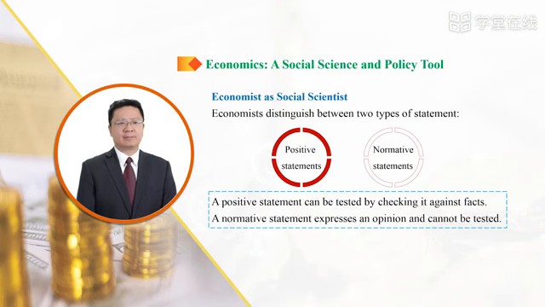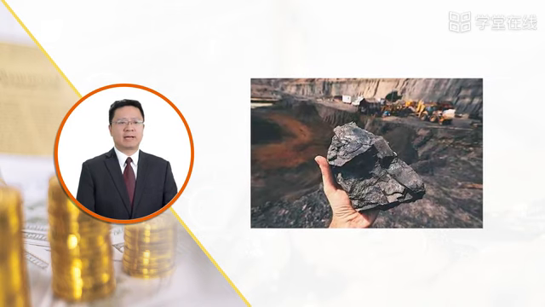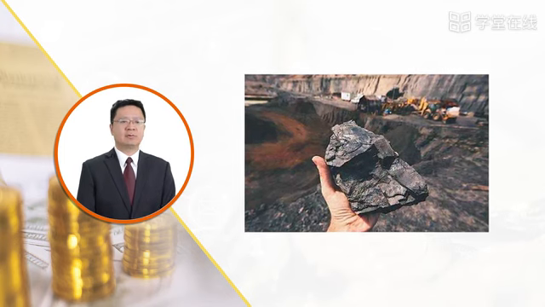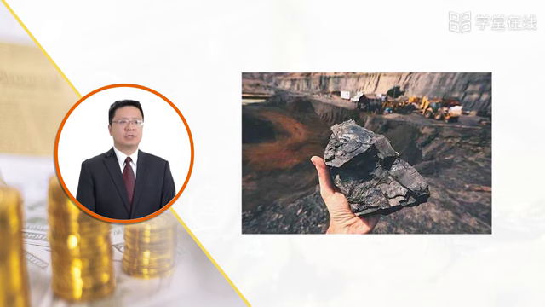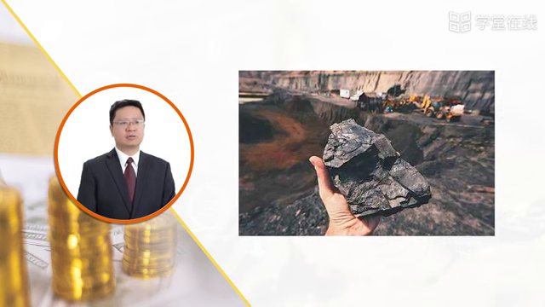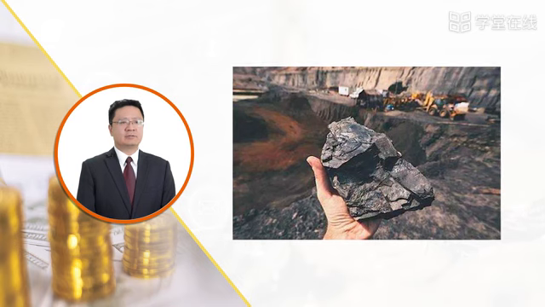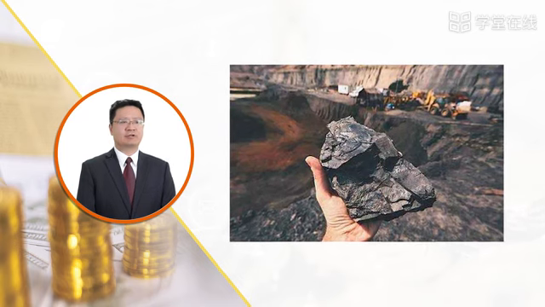A normative statement is about what ought to be. It depends on values and cannot be tested. Policy goals are normative statements. For example, we ought to cut our use of coal by 50%. It's a normative policy statement. You may agree or disagree with it, but you can't test it. It doesn't assert a fact that can be checked.